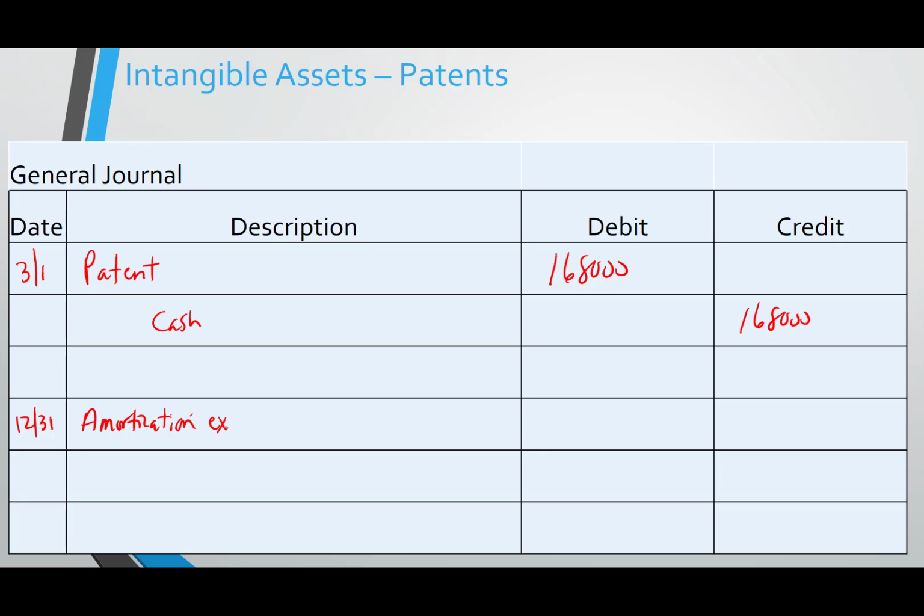Here's where it differs. Where we would use a contra asset account like accumulated depreciation, or accumulated depletion with natural resources, notice in this case we're actually not going to do that at all. We're actually going to credit the actual asset, patent, for the $28,000. The reason is we can just reduce the amount of the patent account because it's an intangible asset, and we don't have to worry about a contra asset account.